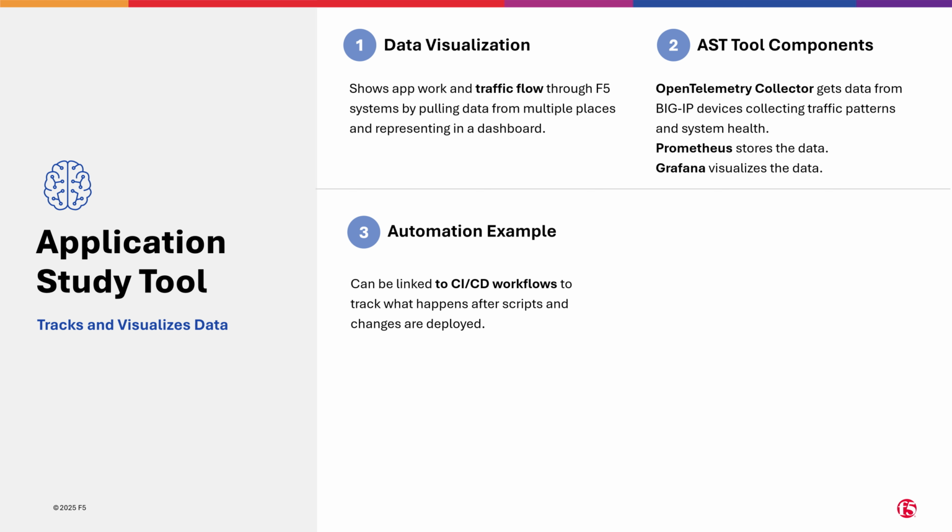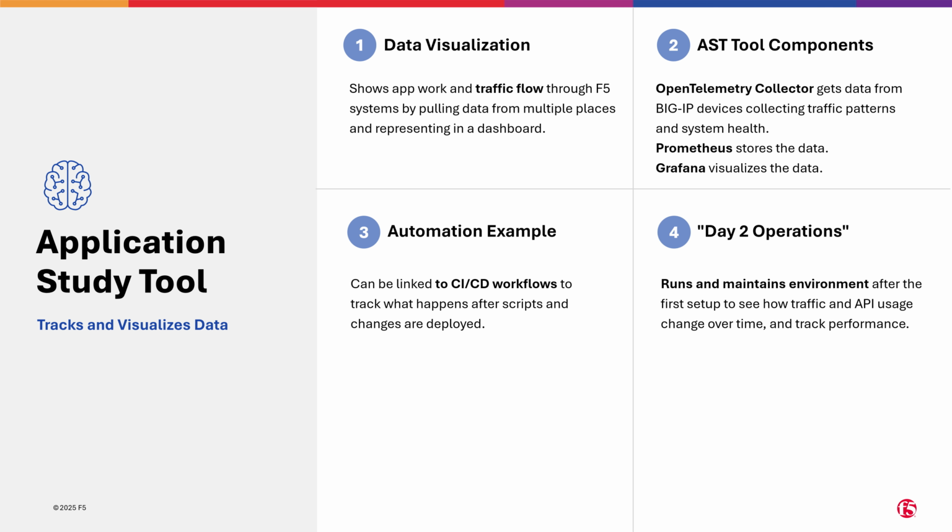If something goes wrong, AST can help trigger actions like rolling back a change or adding more resources. AST is especially useful for Day 2 operations, which means running and maintaining your environment after the first setup. You can see how traffic and API usage change over time, and compare performance before and after automation scripts run.